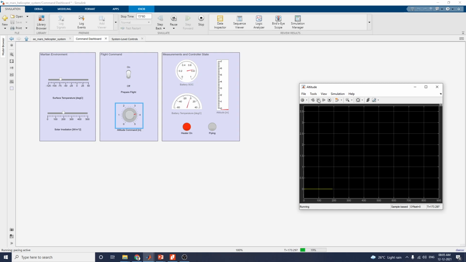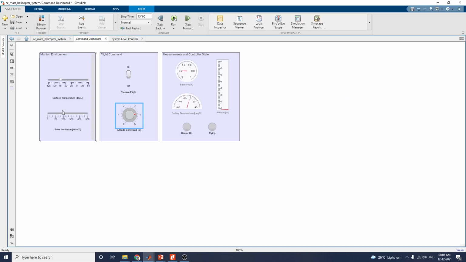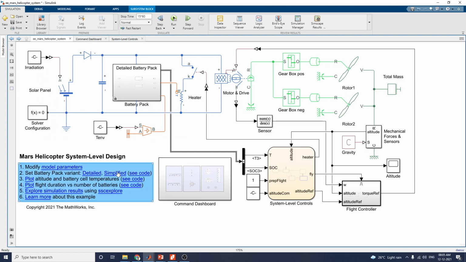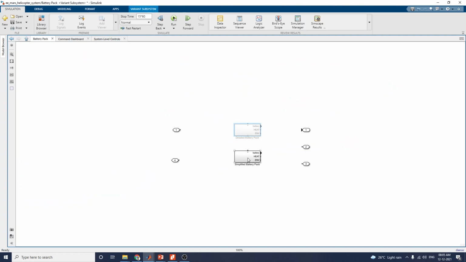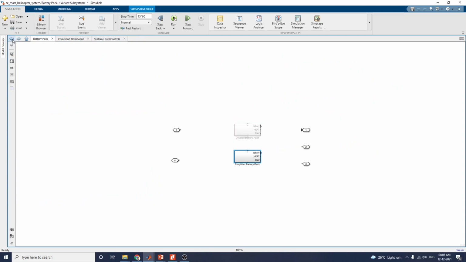Now the heater is on with this low temperature. At the time of takeoff you can see, and at the time of flying the attitude value is 4. Okay, now you can see the outputs. This is for the detailed battery pack view model. Similarly you can choose it and analyze with a simplified model. In the simplified model you can use only this one pack. What will happen you can see.